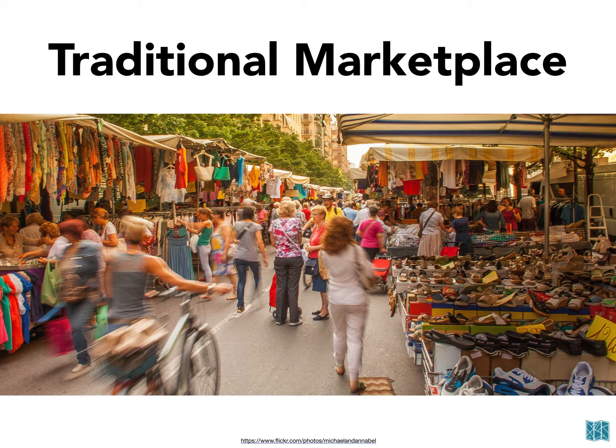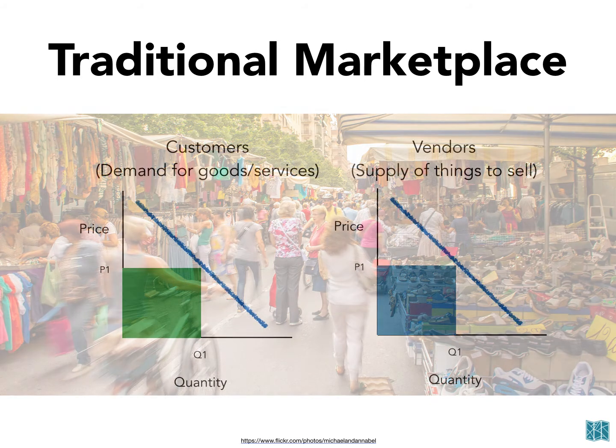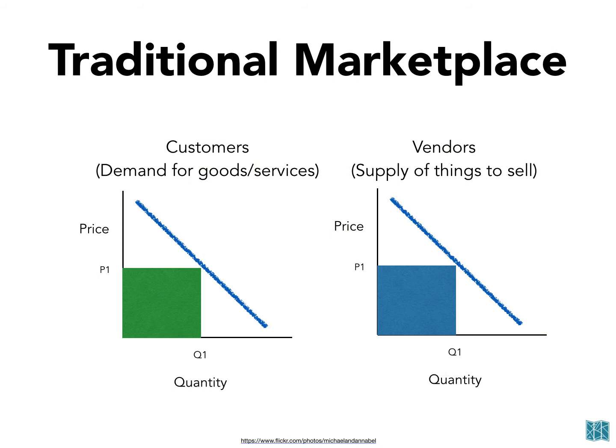So let's look at a traditional marketplace. A traditional marketplace has customers and vendors. Customers demand some sort of good or service that they're shopping for, and vendors have a supply of things to sell. And if you're charging access to your platform for both of these types of users, then there's going to be a demand curve which will apply to that.